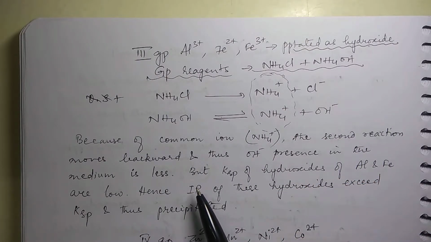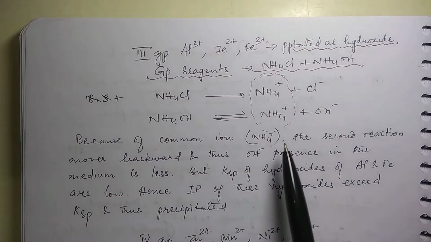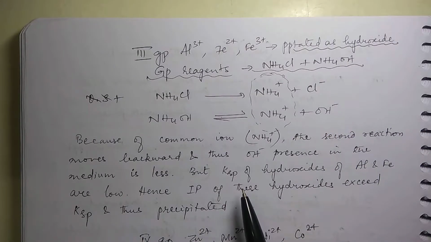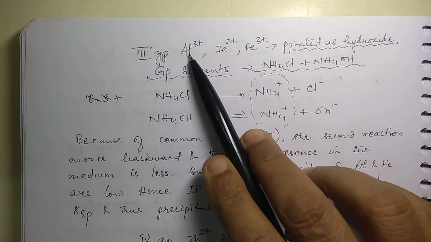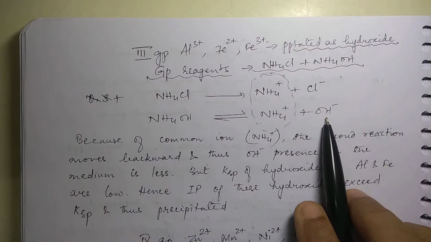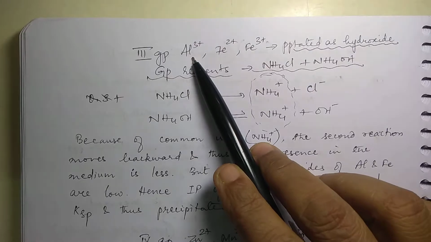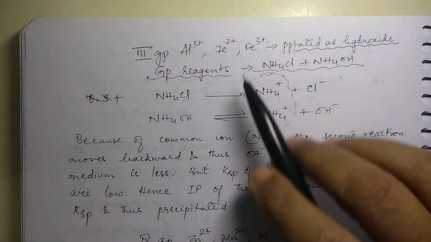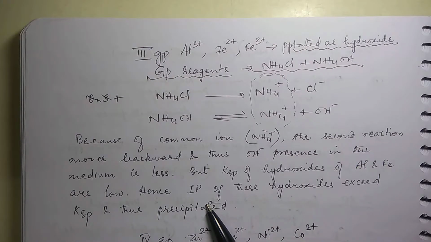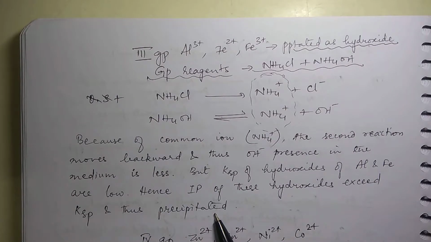Okay. So when it is less in the medium, then you may be wondering how they are getting precipitated as hydroxides. That is because the Ksp value of the hydroxides of these three is low. So whatever OH minus is present in the medium, and the concentration of Al3 plus or Fe2 plus, the ionic product of these hydroxides will exceed the Ksp value. So they will get precipitated.